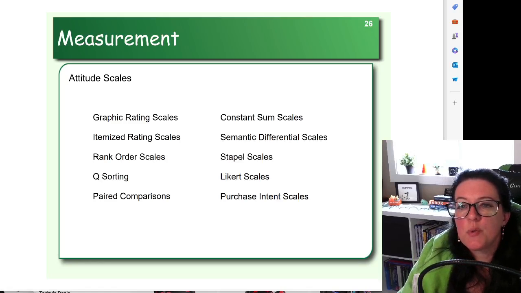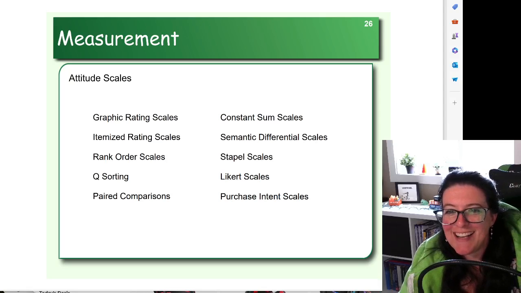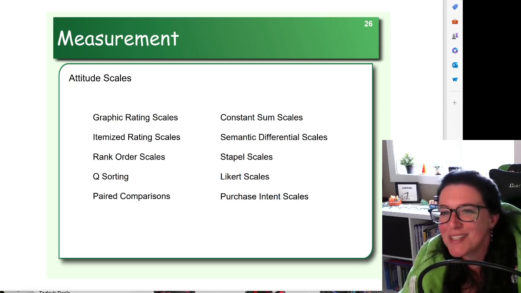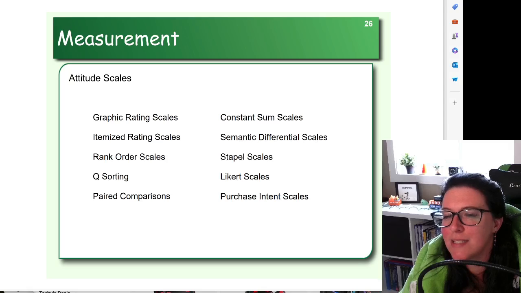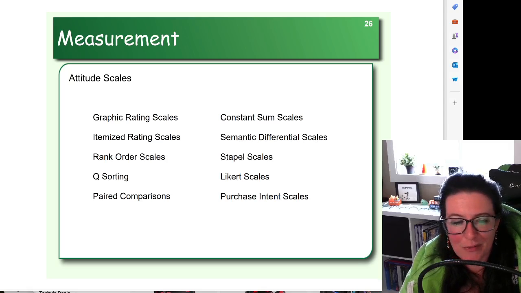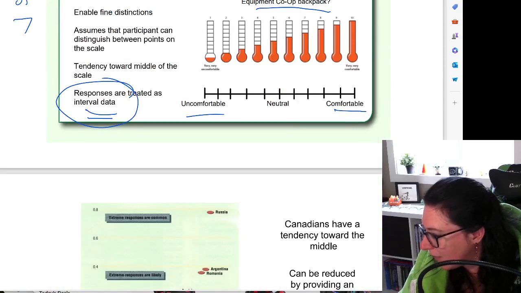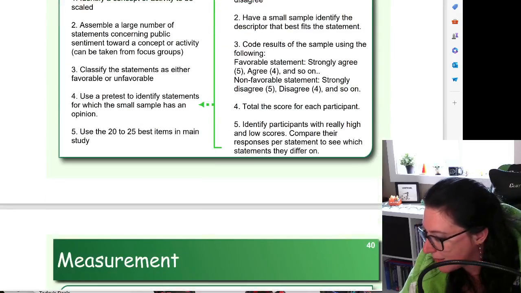In the last couple of videos, we've been going through different attitude scales, from graphic rating scales and itemized rating scales to having multiple of those and calling it a Likert scale, to purchase intent scales, rank order, Q sorting, paired comparison, constant sum, and semantic differential. So let's wrap up our discussion on scales by talking about how we select a scale.